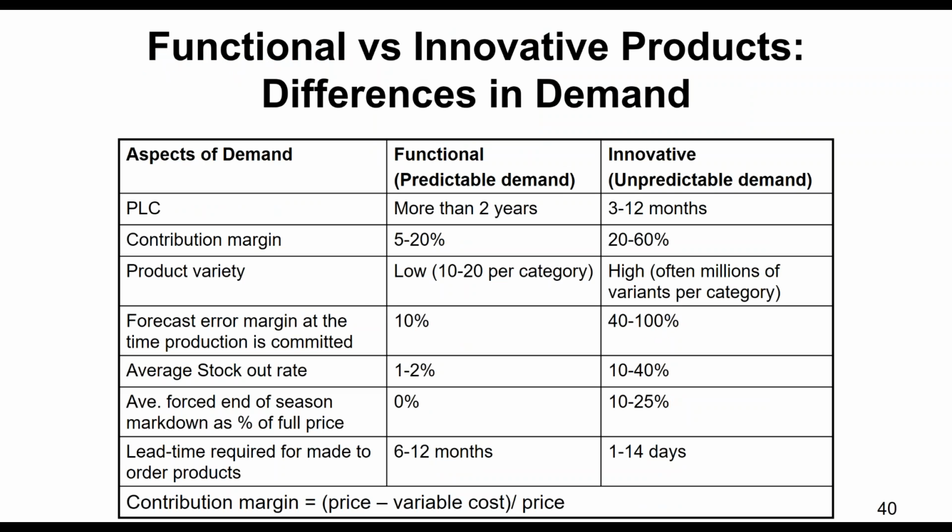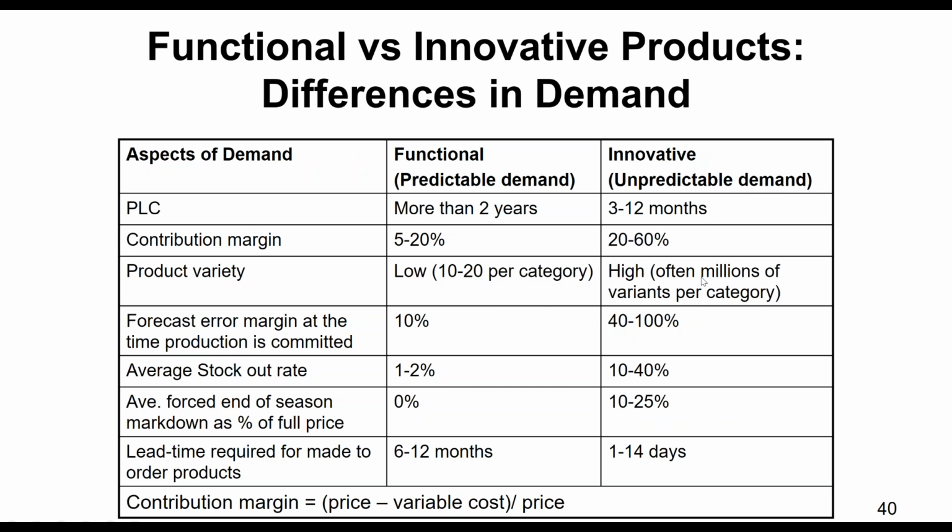So again, the difference is demand, functional versus innovative products. Product life cycle: functional, more than 2 years; predictable demand; unpredictable, 3 to 12 months; contribution margin 5 to 20%. Now look here, the margin is 20 to 60%. So we are building this margin because we try to ensure that, with typical inventory build, the risk is high. So I want to have higher margins over here.